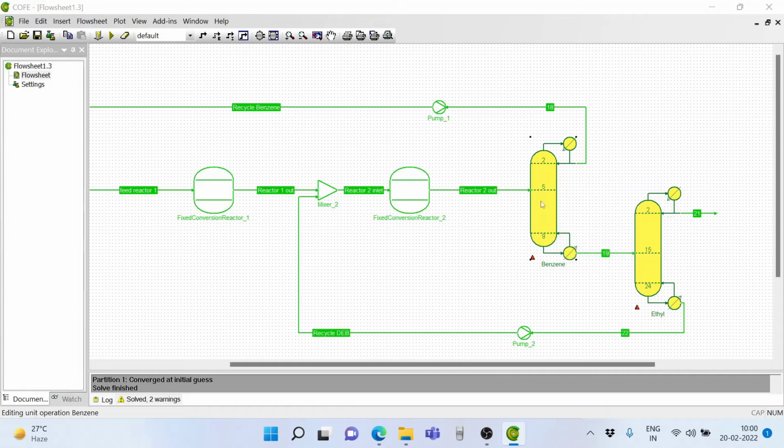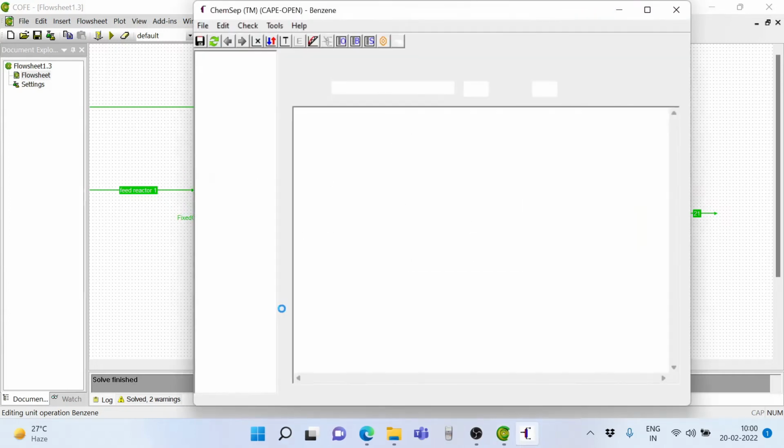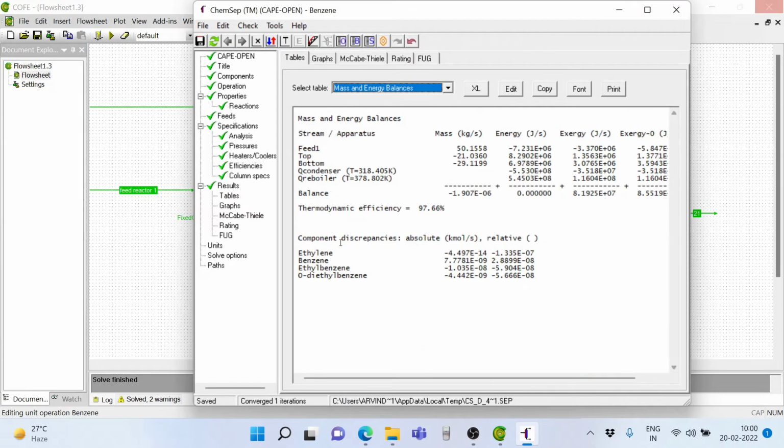is available to you. So if you click on edit, and if you click on mass and energy balances, you get all the report of what is the energy requirements of the distillation column and what are the various menus in this distillation software. I have discussed it in another video, and you can have a look about that in the playlist.